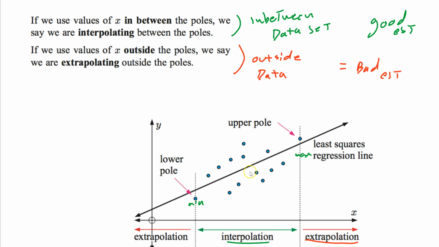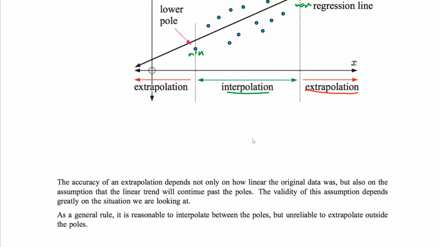So interpolation is, again, when it falls in between your data set: good estimate. Extrapolation is when it falls outside your normal data set. It's a little too high or a little too low. Then generally it's not going to be a very good guess. And that's what you can see right here. As a general rule, interpolate between the poles is reasonable. Outside the poles, extrapolation is unreasonable.